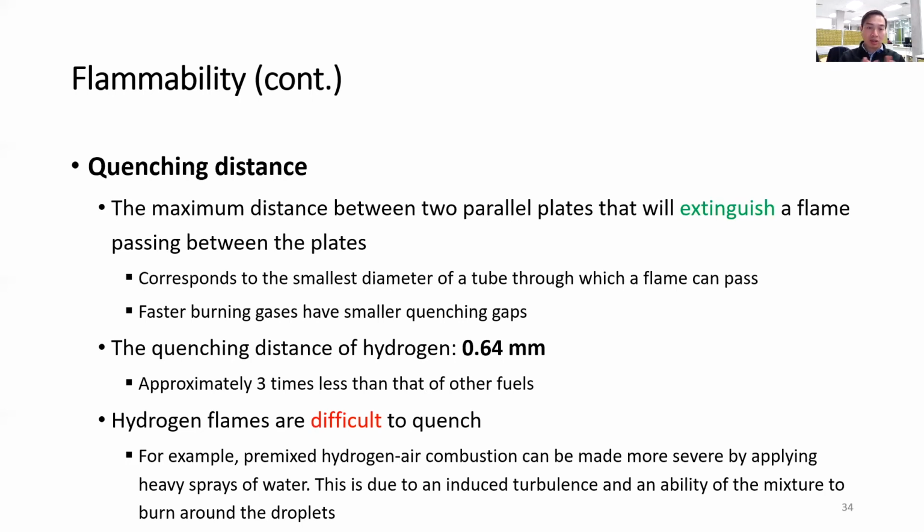And it's actually 3 times less than the quenching distance of other fuels. The key takeaway message again is that hydrogen flames are really difficult to quench. So even if you spray water onto a hydrogen flame, the hydrogen can actually go around the water droplet and burn around it, making it even harder to quench for that reason.